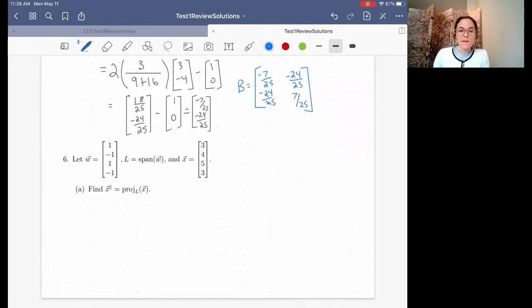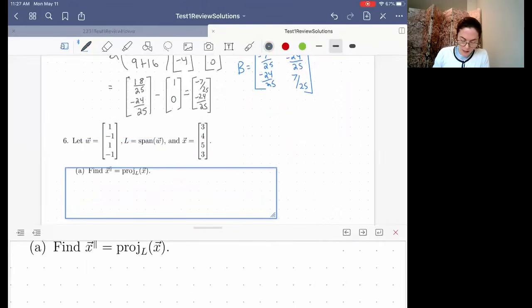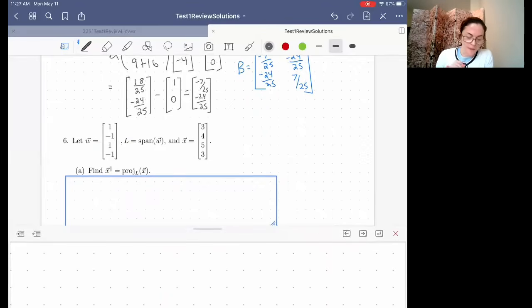Well, I don't have all that much room here, so let's do 6A, and then we'll move to the next page and do 6B and C. Here we have a vector in R4, and L is a line in R4, and we want to project X onto this line. And as I was saying when we worked the last one, we're going to spend a lot more time with orthogonal projection in chapter 5, but this we can in fact do now. First of all, W is not unit, but this is okay. We can do this without.